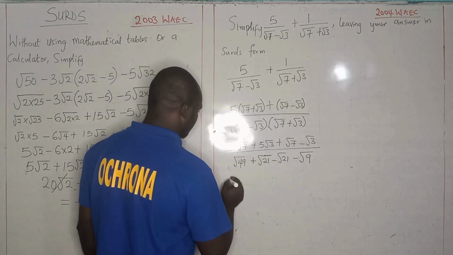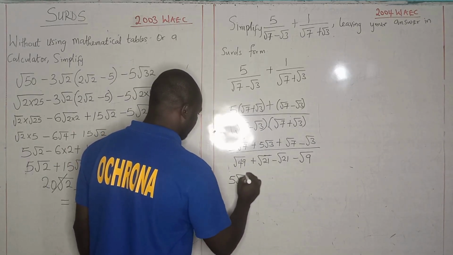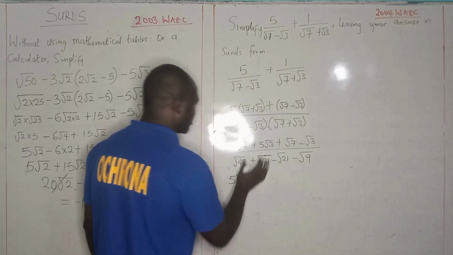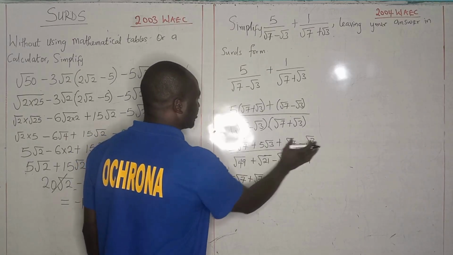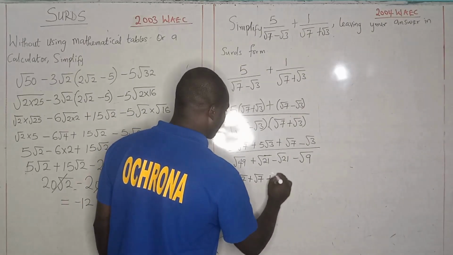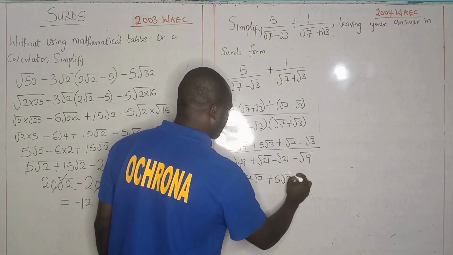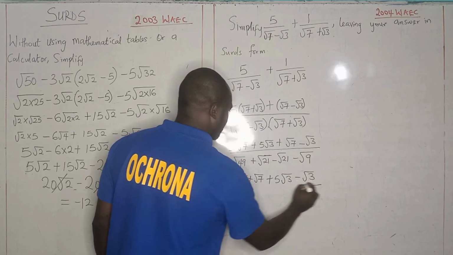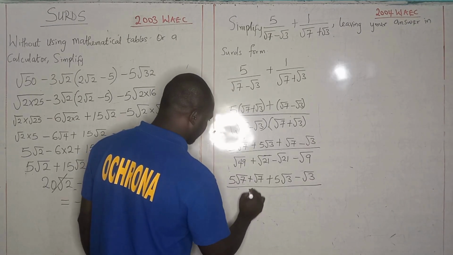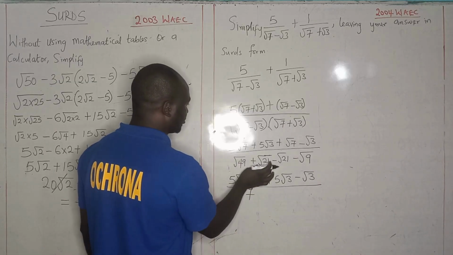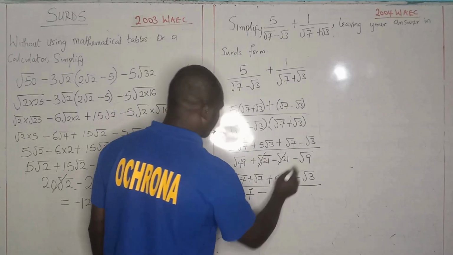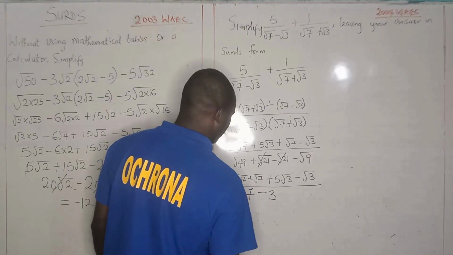So it means 5 root 7 plus root 7. Now these two are having root 7. Now these two are also having what? Root 3. Plus 5 root 3 minus root 3 over. Now root 49 will give us 7, plus 21 minus 21 will give us 0. So minus root 9 will give us 3.